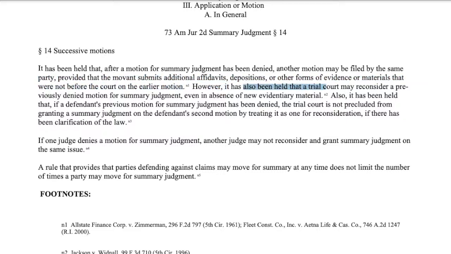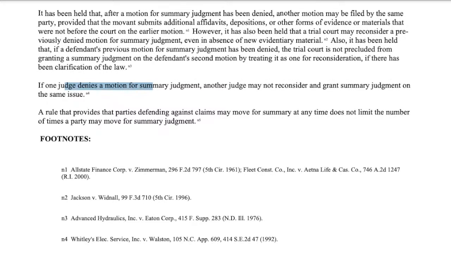However, it has also been held that a trial court may reconsider a previously denied motion for summary judgment even in the absence of new evidentiary material. Also, it has been held that if a defendant's previous motion for summary judgment had been denied, the trial court is not precluded from granting summary judgment on the defendant's second motion by treating it as one for reconsideration if there has been a clarification of the law. Wow. If one judge denies a motion for summary judgment, another judge may not reconsider and grant summary judgment on the same issue. Oh, if it's been denied, it doesn't get another judge, may not reconsider on the same issue.